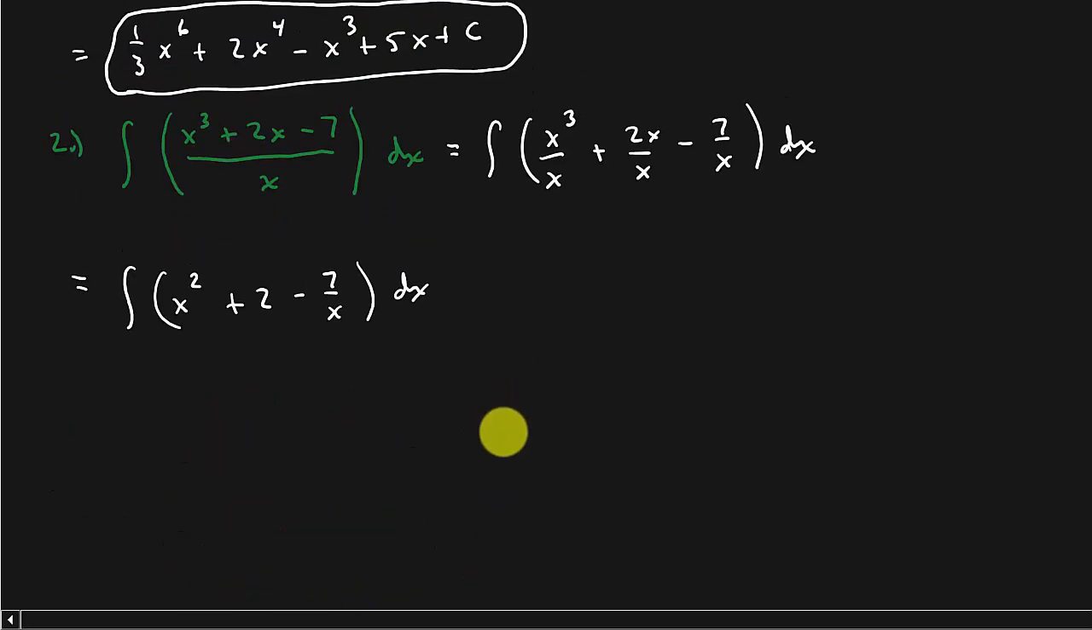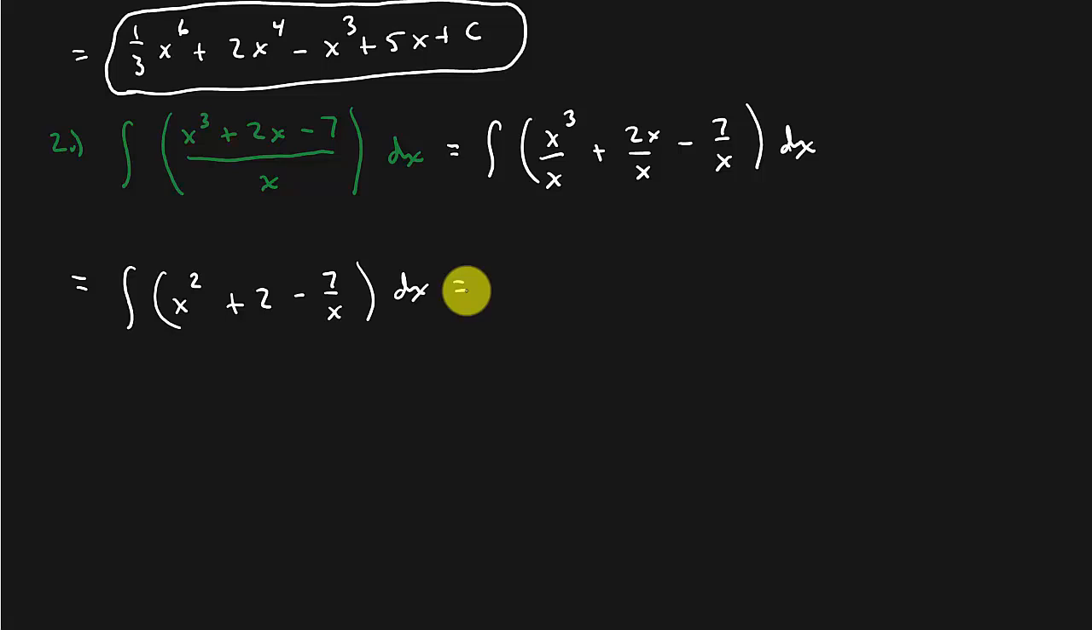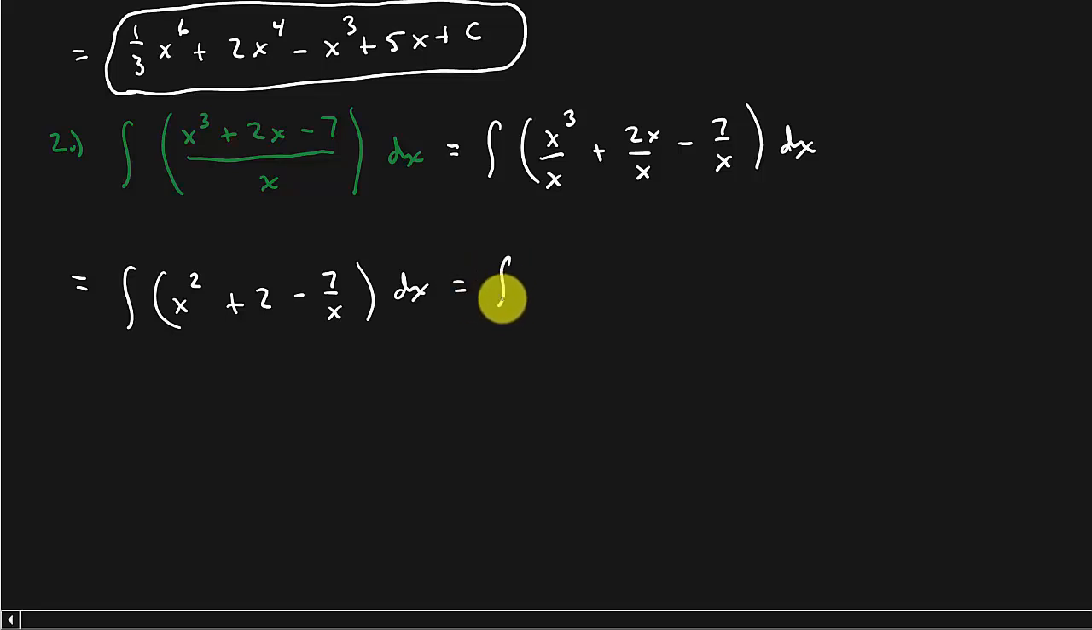So I'm going to do this extra step here. This is not a step that you have to do. I'm just going to do it because it might help you see it better. So this is x squared plus 2 minus, now this 7 over x, wouldn't that be the same thing as 7 times 1 over x dx? I could write that like that, and now we can see the 1 over x.